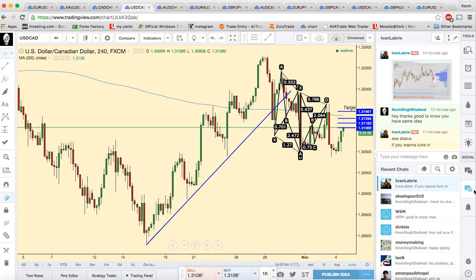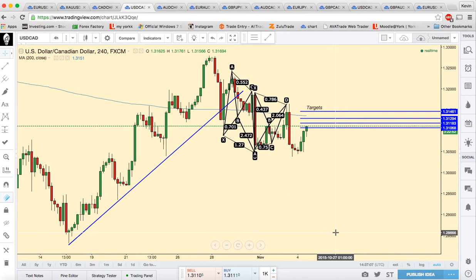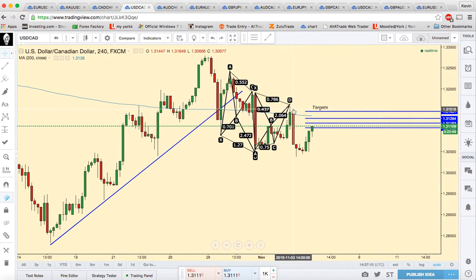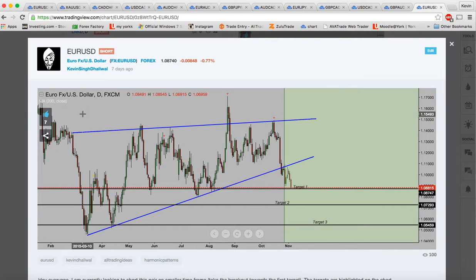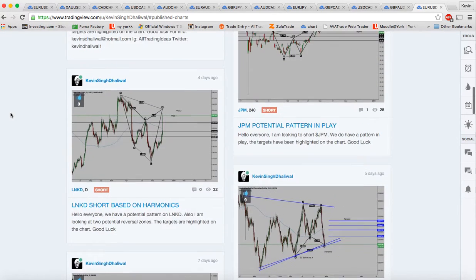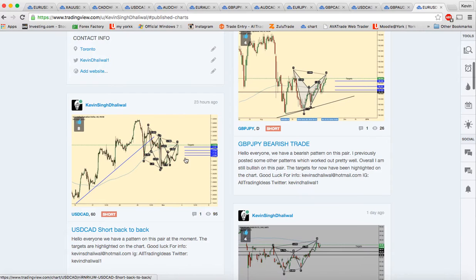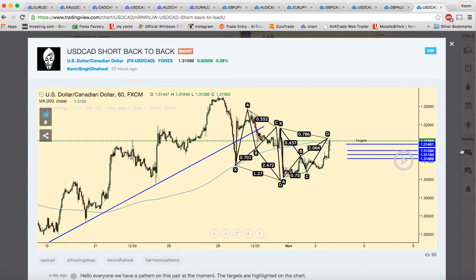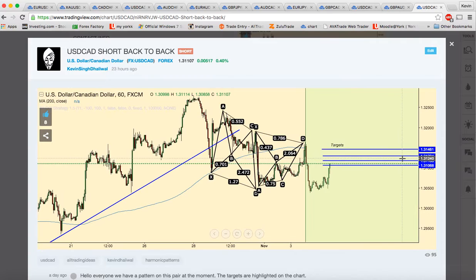For USD Canada, I believe I posted this trade yesterday actually. Let me see. USD Canada, right here. 23 hours ago, I posted this. This is a Gartley, and it went straight to its target. So I posted right here, and boom, right here. I took my profits around this area, the fourth target. So I missed a lot of pips on this one as well.